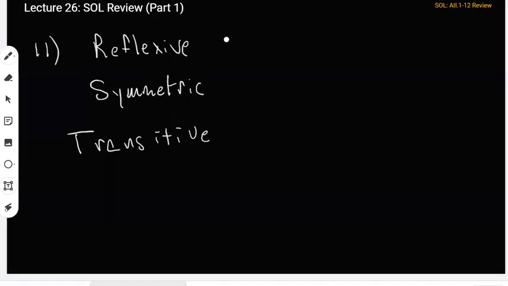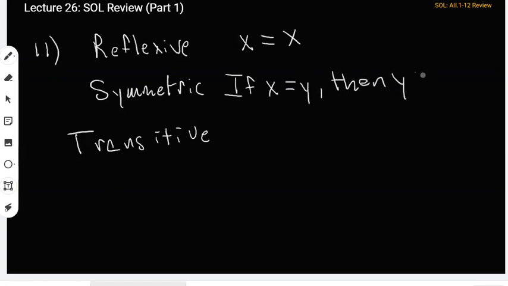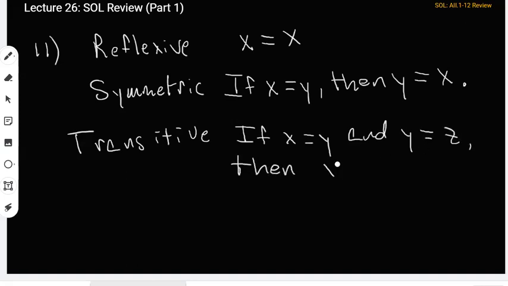So what the reflexive property says is x equals x. Very simple. What symmetric says is if x equals y, then we can switch the order: y equals x. And then transitive is where we have three different variables. It's if x equals y and y equals z, then we can make a bridge between the x and the z. We can say x equals z.